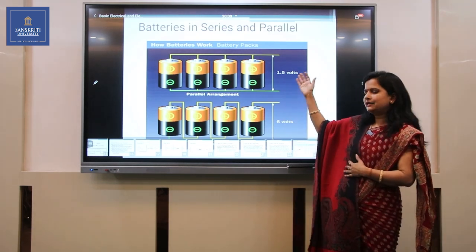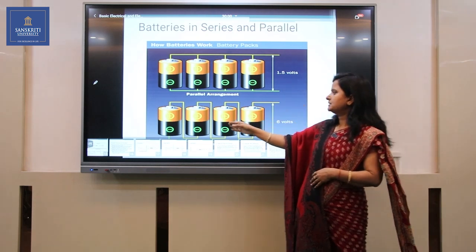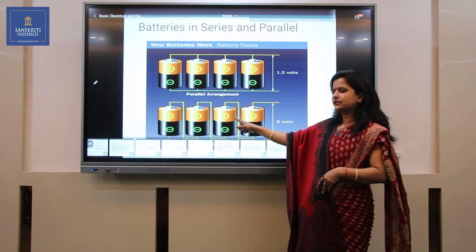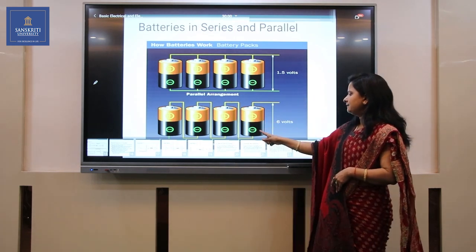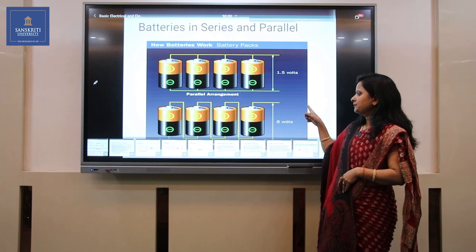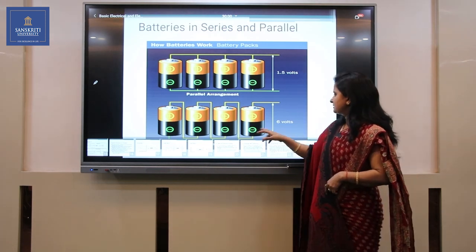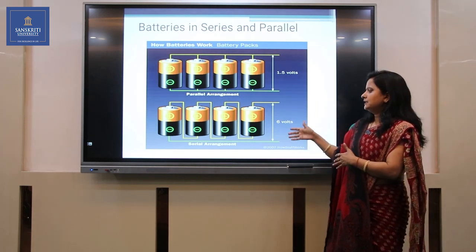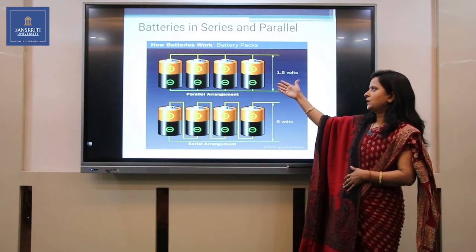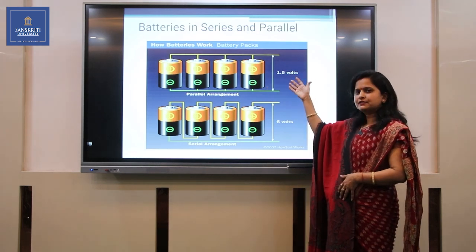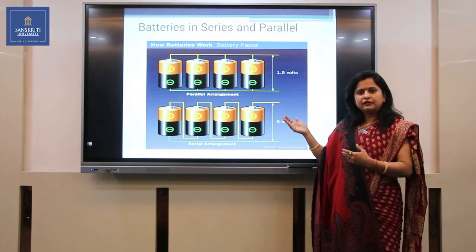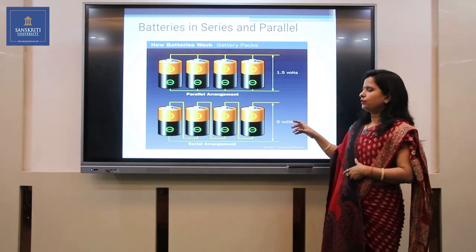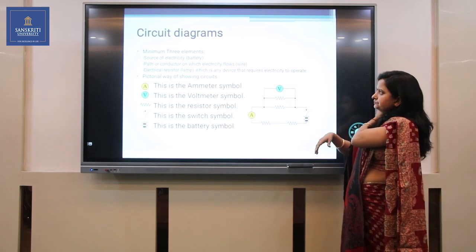Fine. If the same batteries of the same voltage are connected like this, its positive terminal to the next negative terminal, then positive terminal to negative terminal, and so on, and then the last positive terminal is the external terminal and the first negative terminal is the other external terminal, in this case it is called a series arrangement. The earlier one is called a parallel arrangement, with 1.5 volt as the resultant voltage. This is the series arrangement, and we are having 6 volt as the resultant of all the 4 batteries.